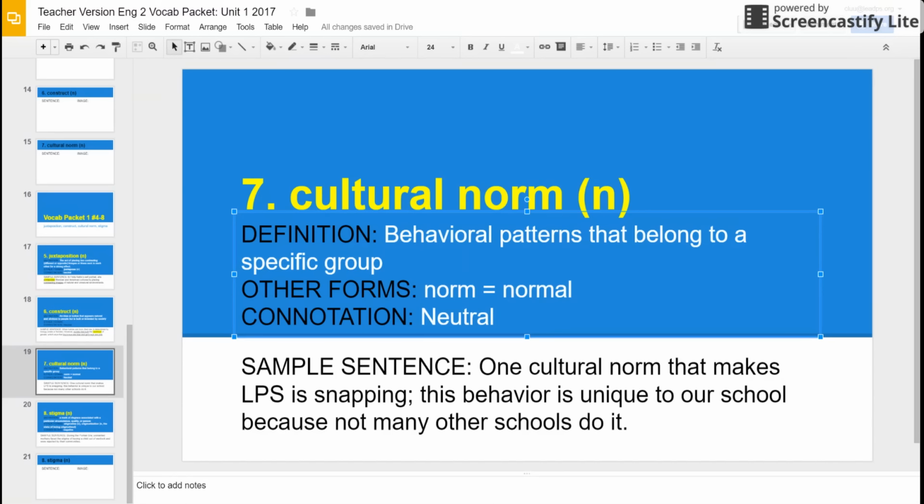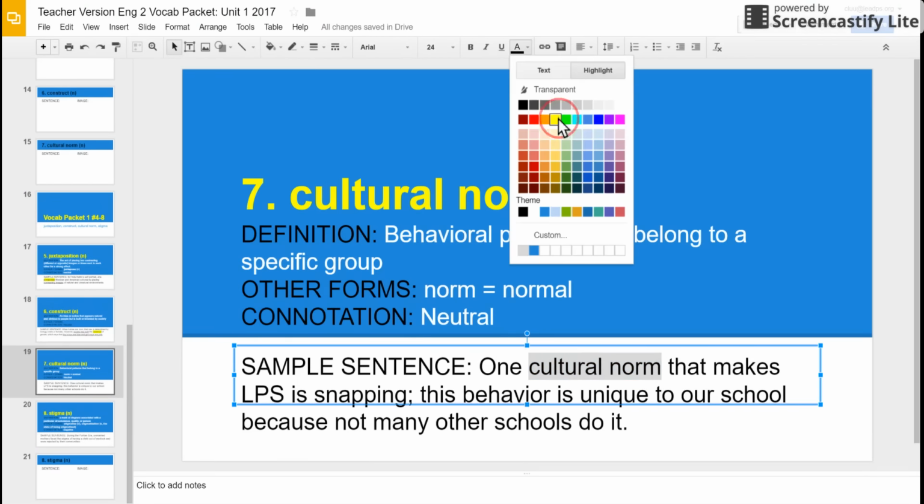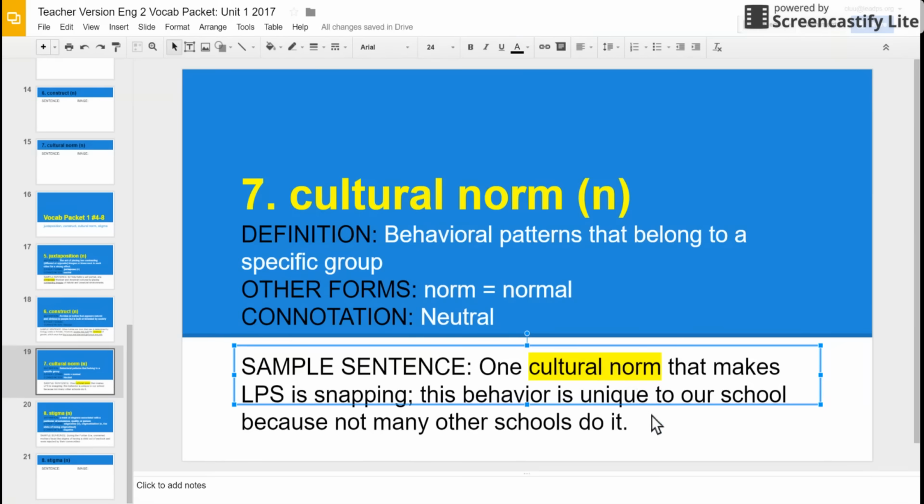So let's look at our sample sentence. One cultural norm, and we're going to highlight our term here, that makes LPS is snapping. This behavior is unique to our school because not many other schools do it. So this is a behavior, so behavior also should be underlined. Not many other schools do it. So it's normal for us, but if you went to a different school, snapping may not be the norm, may not be normal.